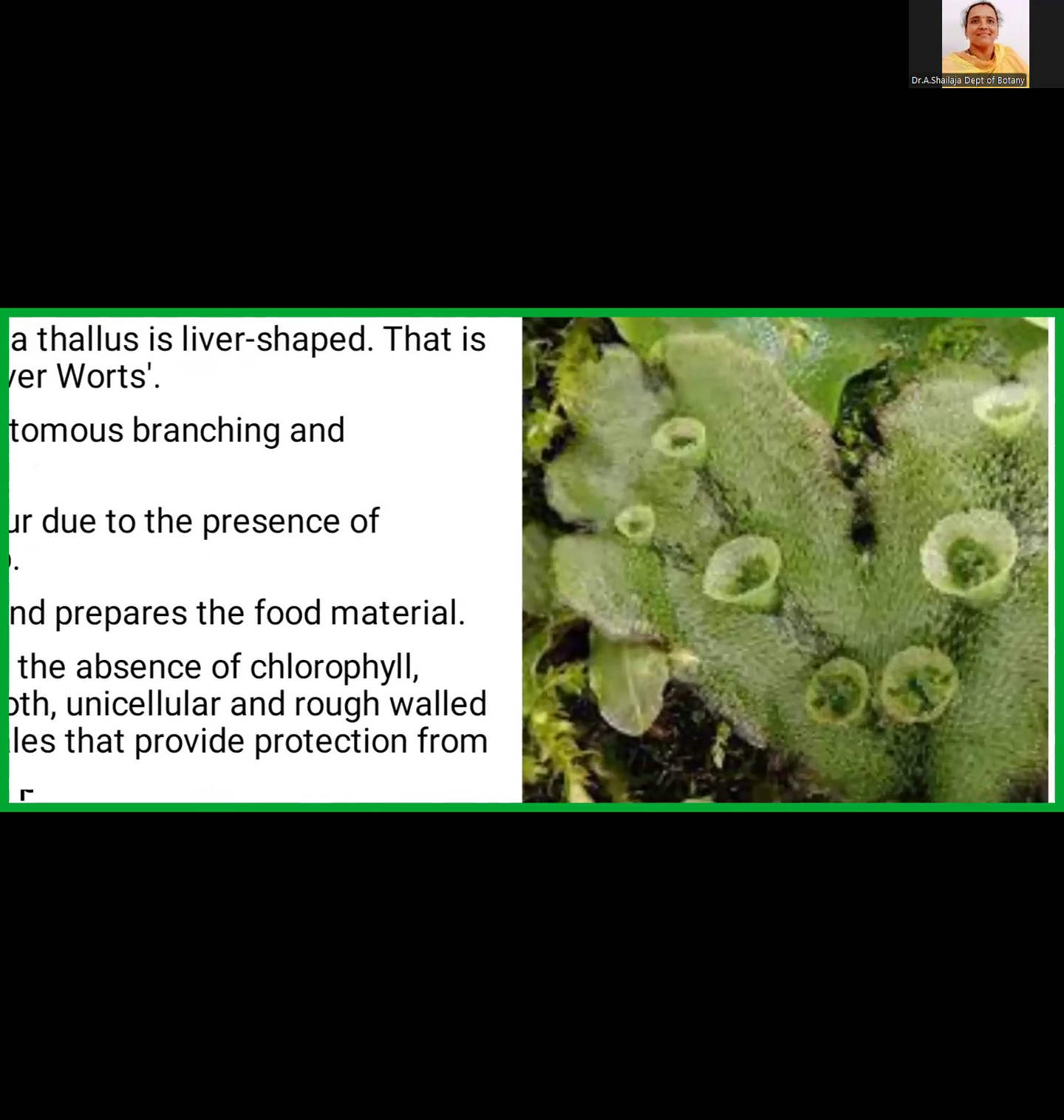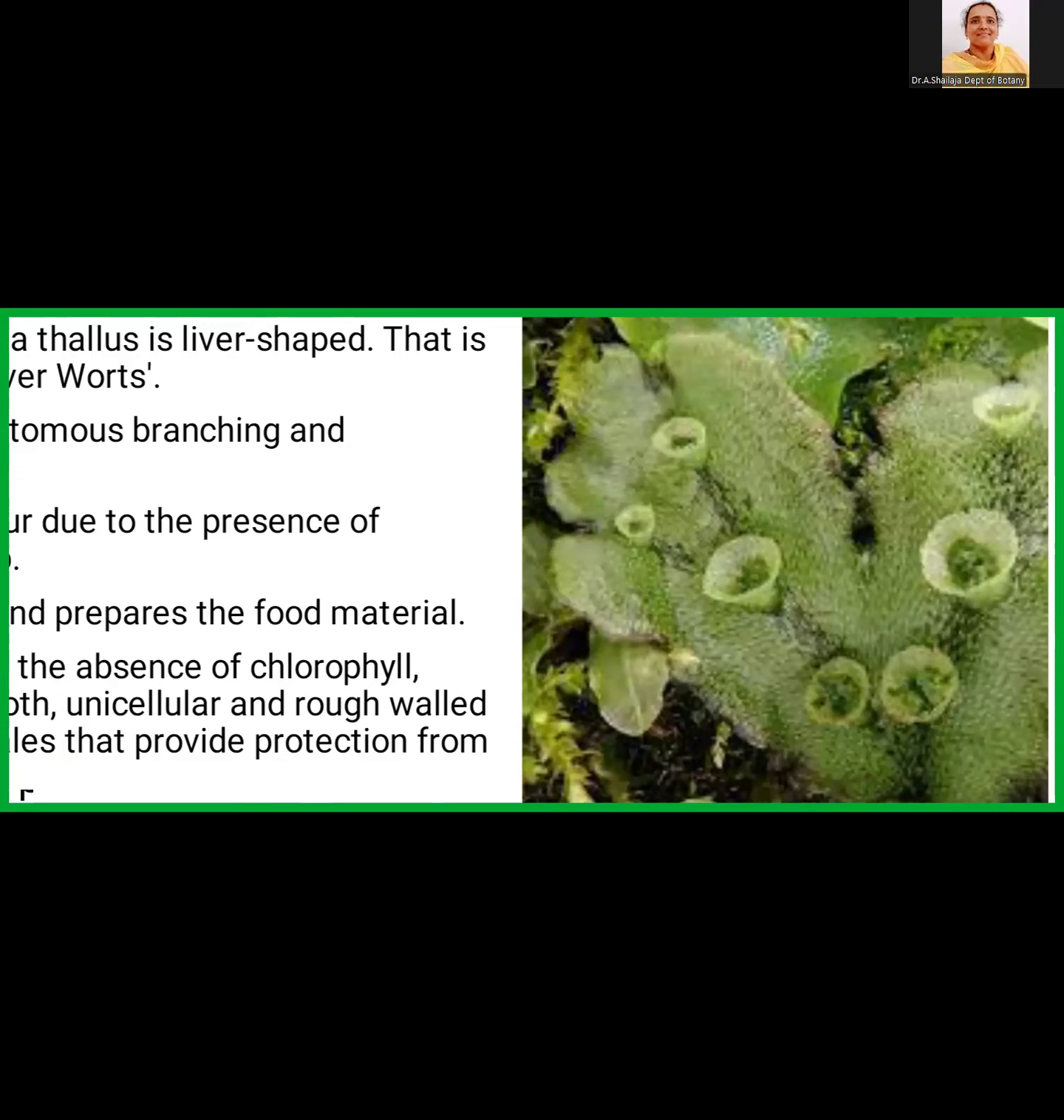On the dorsal side, we observe cup-shaped structures known as gemma cups. In yesterday's class we discussed that vegetative reproduction by gemma cups occurs only in Hepaticopsida. These very important gemma cups are observed in Hepaticopsida only. They contain special vegetative reproductive bodies known as gemma. On the ventral side, numerous scales and rhizoids are present. Scales and rhizoids are observed on the ventral side, but on the dorsal side gemma cups are there. These help in vegetative reproduction.